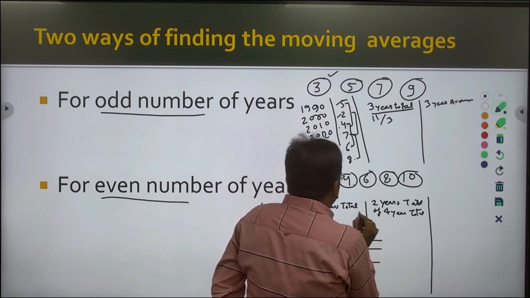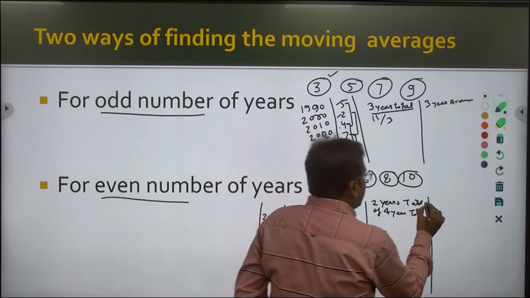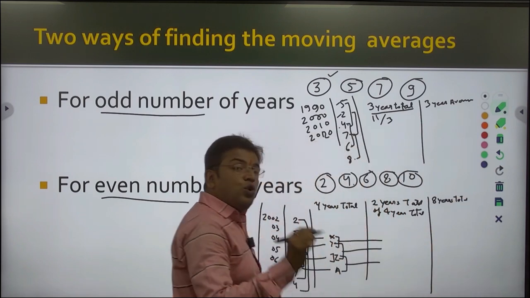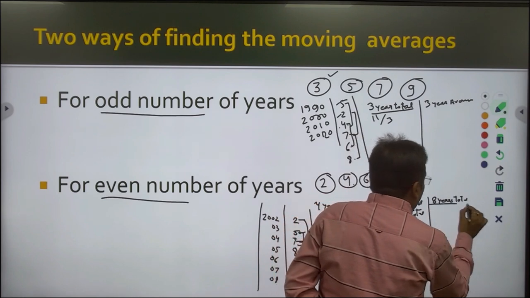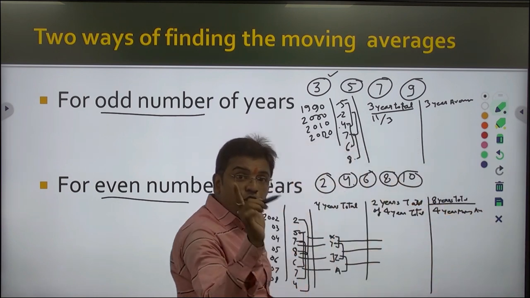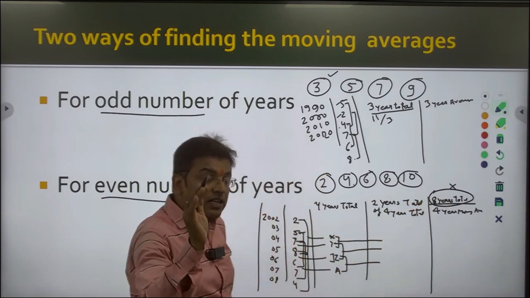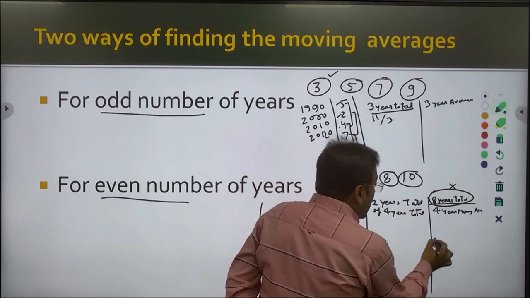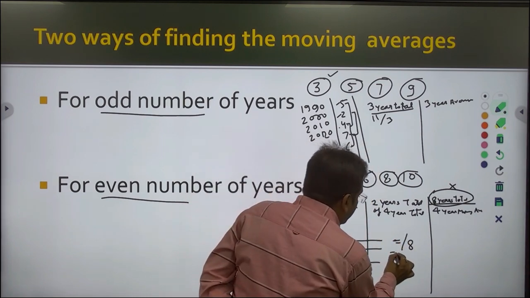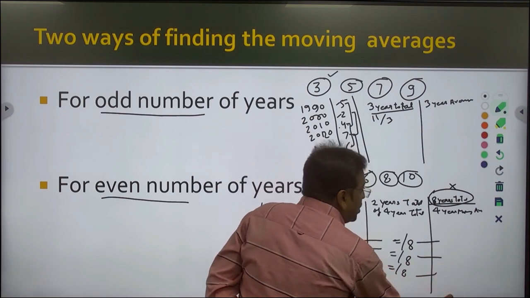Now the next step: if it is asking for 2 years, then you have to multiply this value by 2, which means you have to take out the 8 years total. Here you are going to calculate the 4 year moving average, but I have written 8 for you only. You don't have to write this in your copy. You just have to take it that 8 is being given because you are calculating for 4 years. Whatever value comes over here, you are going to divide it by 8 and write it, and this is the moving average.